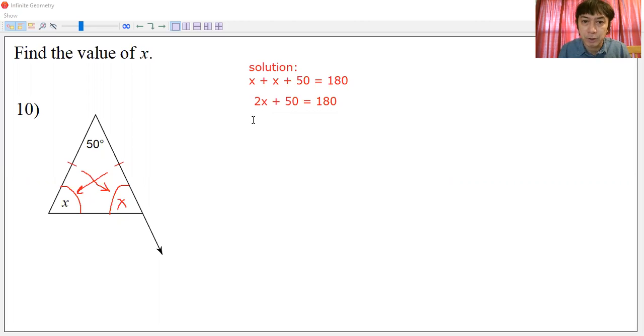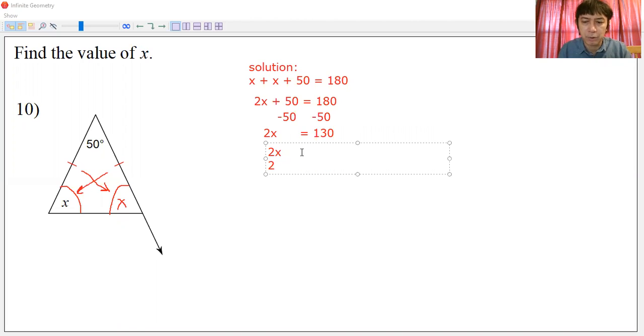Next statement is subtracting 50 from both sides. So we subtract 50, we subtract 50 there. And so the left side becomes 2x. The right side will just be 130. And so next we shall apply division. So we shall have 2x divided by 2.